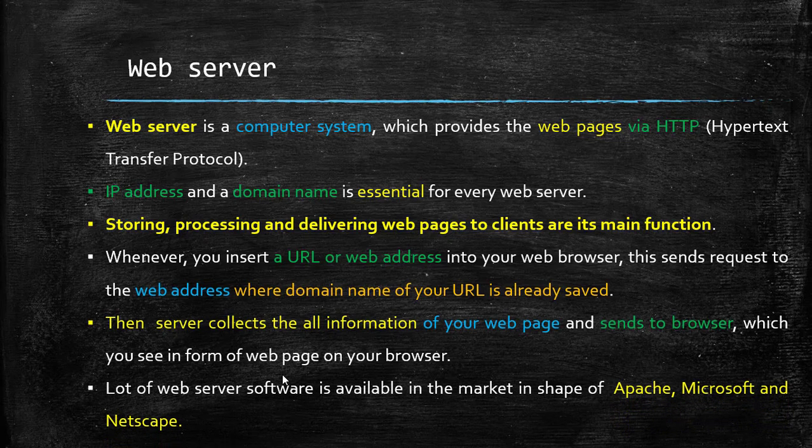Nowadays, lots of web servers are available in the market. Let's see a few examples: Apache, Microsoft IIS, and Netscape Navigator. All these are examples of web servers. There are many types of web servers available, but these are just a few examples.